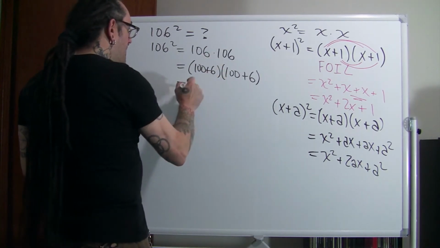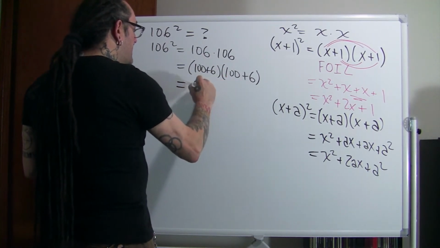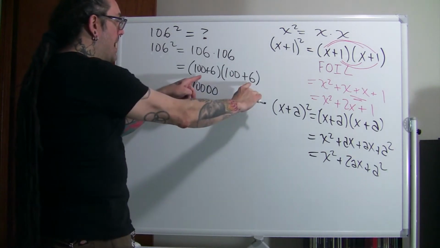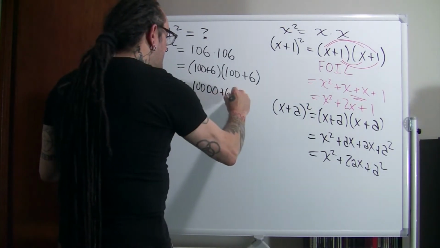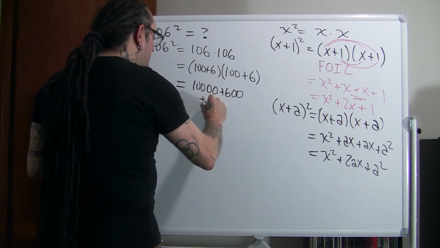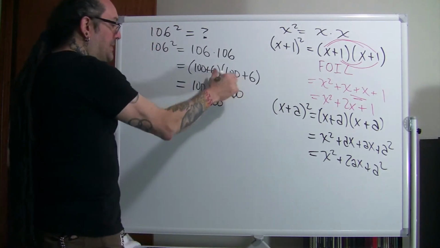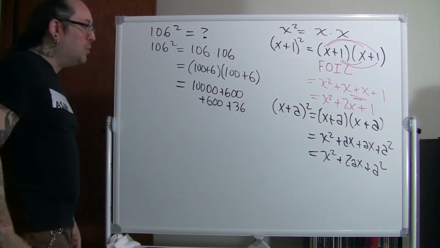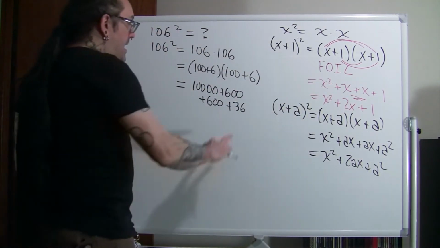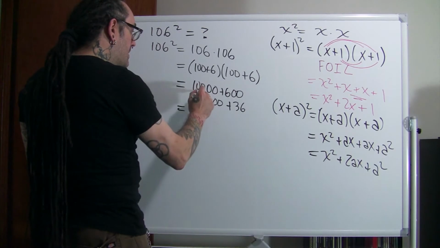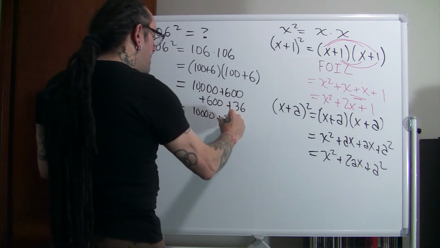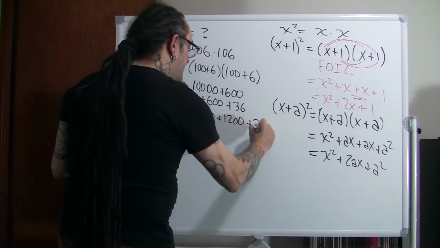But let's FOIL this. First, 100 times 100. 100 times 100 is 100 plus 2 zeros. Outer, 100 times 6. Easy. 600, right? Inner, 6 times 100, also 600. Last, 6 times 6, 36. Oh my gosh, look how easy this is. Let's add up the 600s. This is 10,000, and 600 plus 600 is 1200 plus 36.